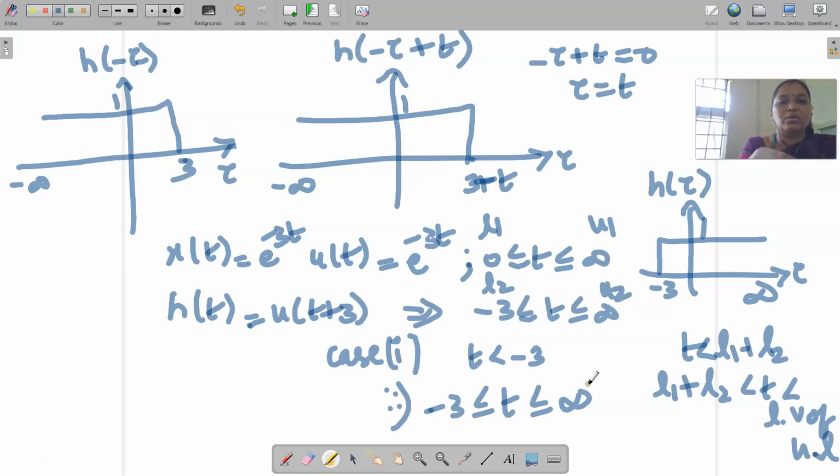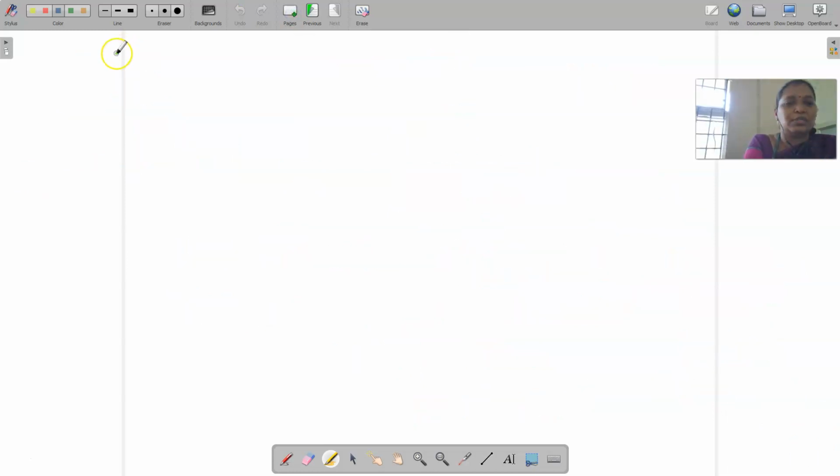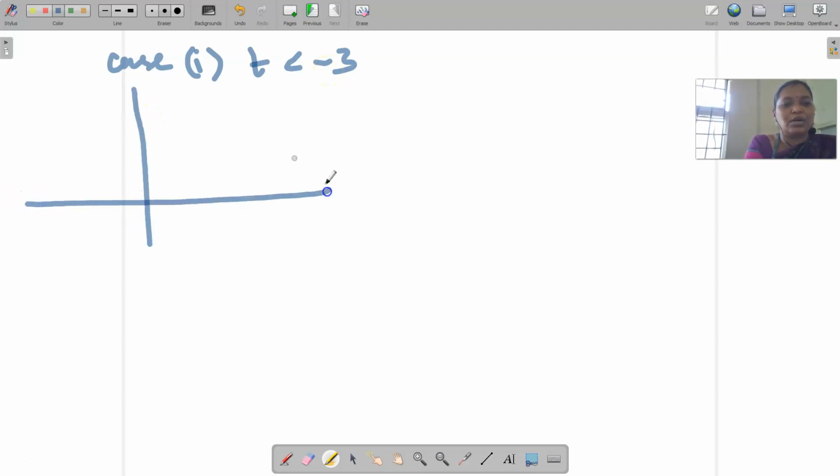First case, let me draw it. The first case is t lesser than minus 3. As usual, first you need to draw your x of tau as it is. What is x of tau? This is the diagram for your x of tau, where your amplitude varies from 1 to 0. So you have drawn your x of tau.